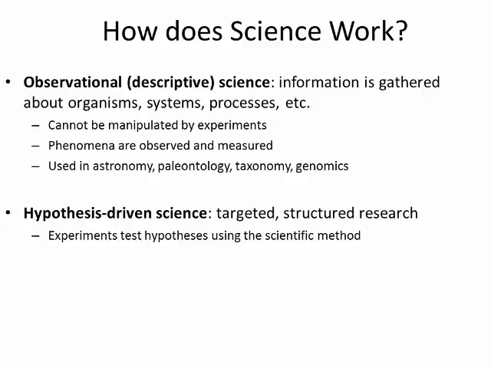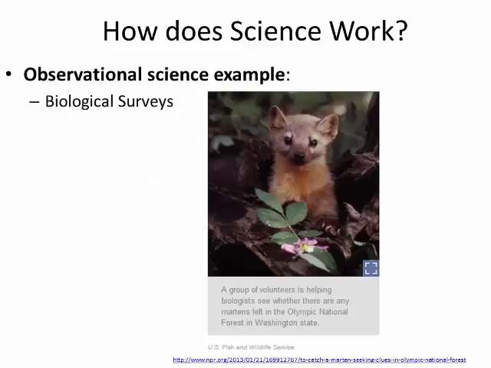Hypothesis-driven science is more targeted and structured, and it involves experiments which can test hypotheses using the scientific method. Notice that the plural of hypothesis is spelled with an SES at the end. Examples of observational science often include biological surveys. The picture here is of a rare and endangered marten found only in Olympic National Forest in Washington State.